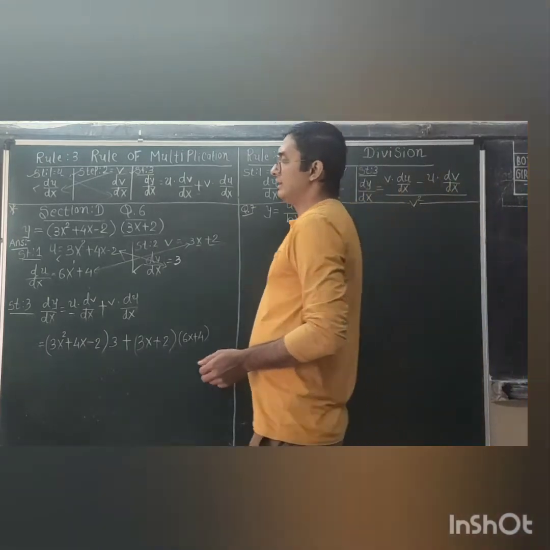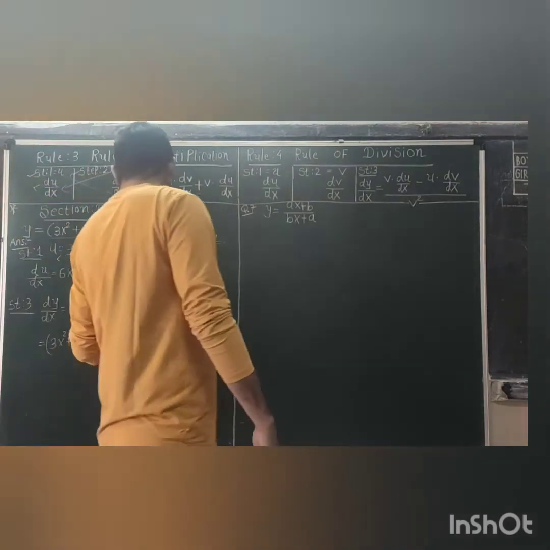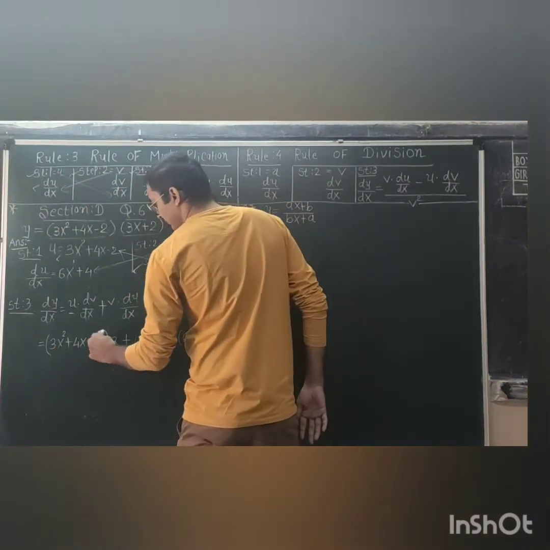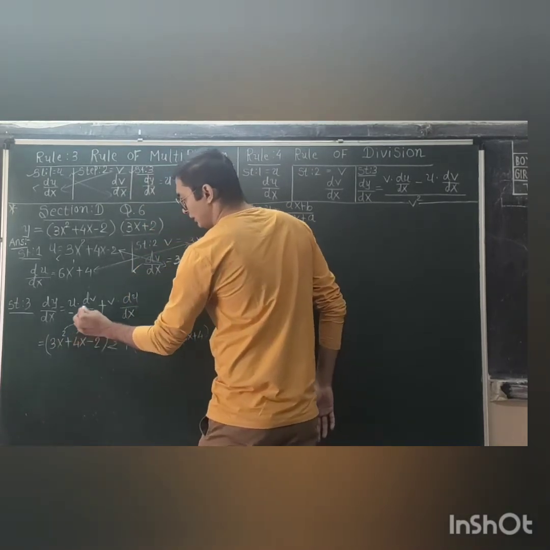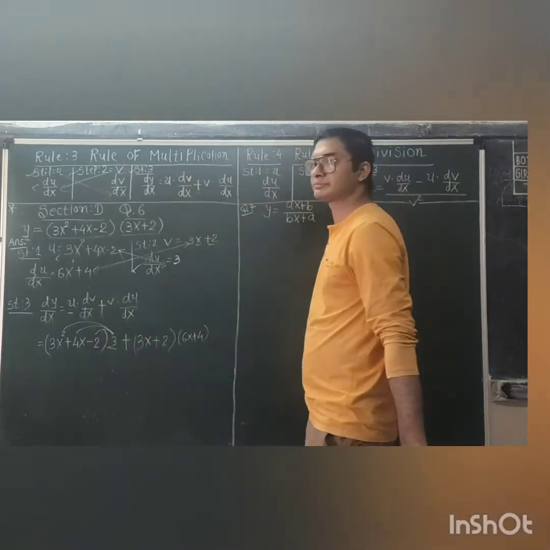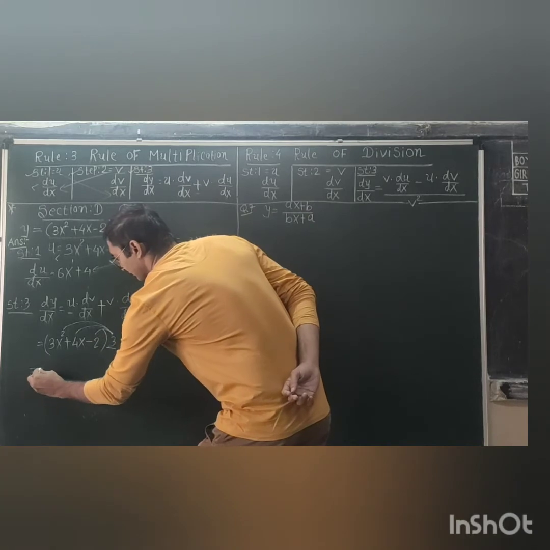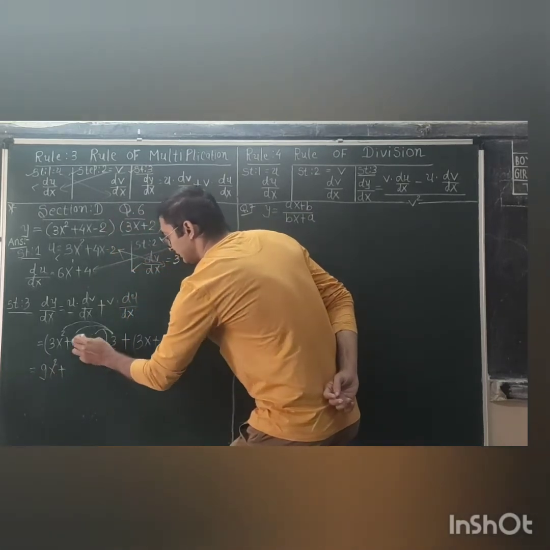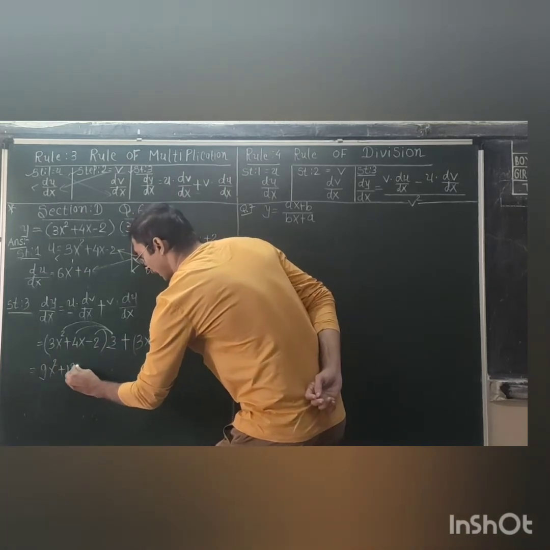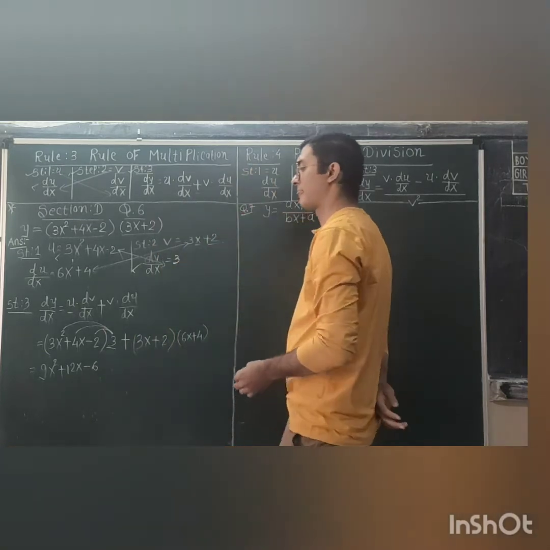Now here we are applying the rule of multiplication, and that's why 3 is multiplied with these full values. Let's say 3 into 3x squared, 3 into 4x and 3 into 2. So now 3 3s are 9x squared plus 3 4s are 12x, 3 2s are 6.